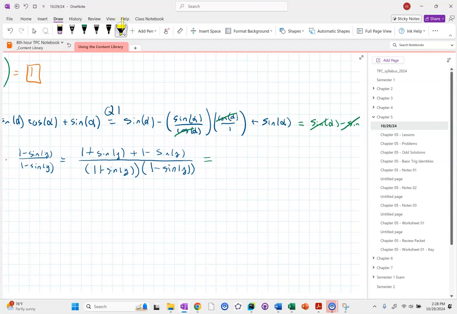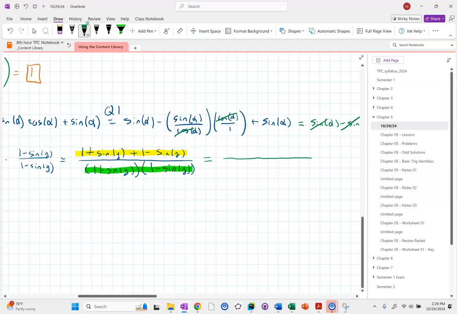Well, I'll give you a hint. There's one algebra thing to do in the numerator, and then a different algebra thing to do in the denominator. So we just add them together. Great. What do you get when you add them all together? Close. You get 2. 1 plus 1 is 2. Sine y minus sine y is 0.